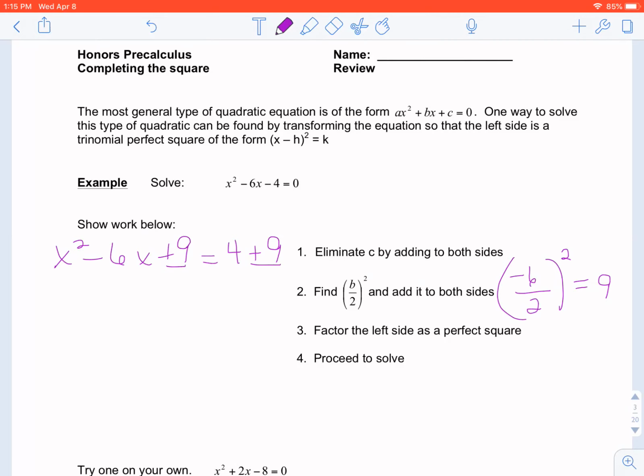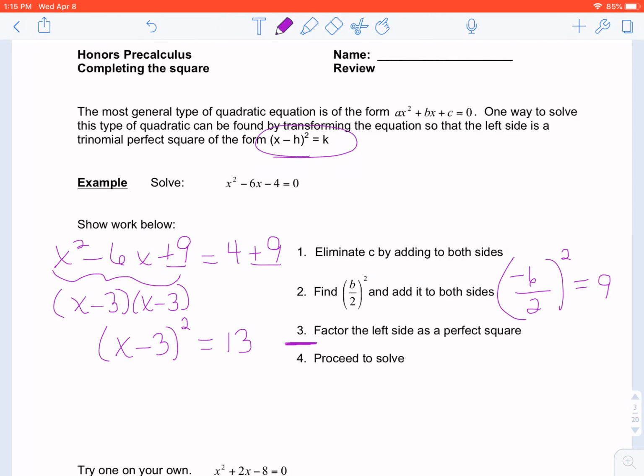Part 3 says to factor the left side as a perfect square. So now if I look at this left side, it factors as x minus 3 and x minus 3. 3 and 3 make 9, and -3 and -3 combine together to be -6. Well, that's a perfect square, so that really means it's x minus 3 squared, and then that's equal to 13. So this step right here is really the process of completing the square. It now looks exactly like the pattern we have above. This one wants us to solve it.